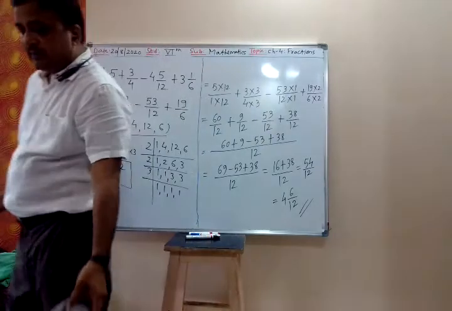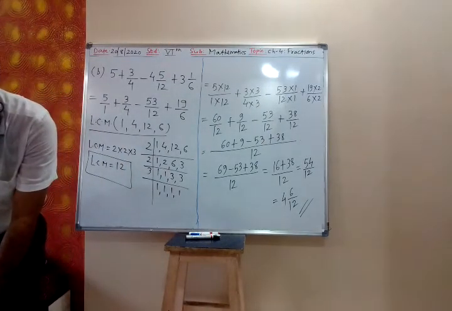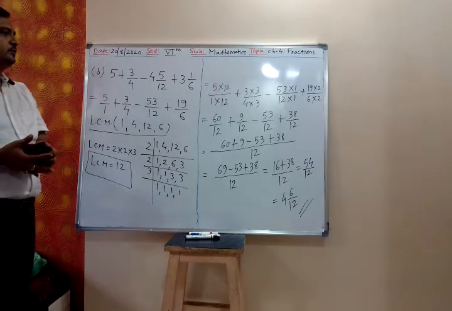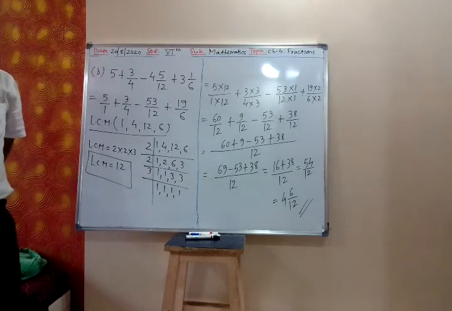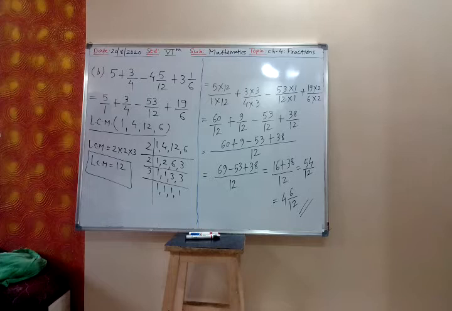So now in this problem we are given addition and subtraction both together. So you have to work out. You have to take LCM of the denominators and then convert those fractions into like fractions. Once you have like fractions, then you simplify the numerator.